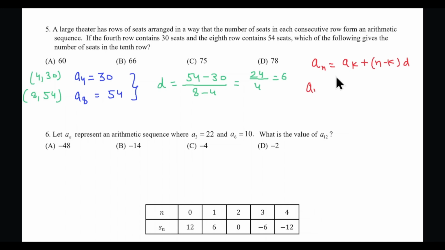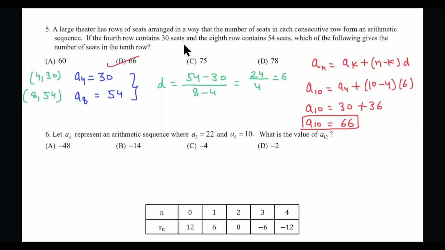So in our case, I need to find A10, so n is 10, and we can take the reference as probably either A4 or A8, whichever you like. I will take A4. So A4, k is 4, 10 minus 4, and the common difference is 6. So A10 will be equal to A4, which is 30, plus 6 times 6, which is 36. So that's going to be 66 over here. That's going to be A10. And yeah, we have that in the options, so it should be B.